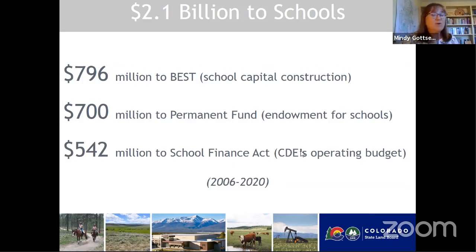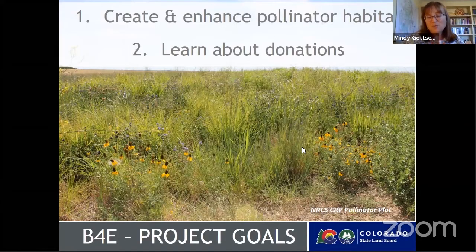So that's our primary mission: to generate revenue for the benefit of public schools from these lands. But we also have another goal, which is stewardship. We think of that as a dual mission of the State Land Board: one, to generate revenue, but secondly, to take good care of the lands because we're going to need these for future generations of school children.